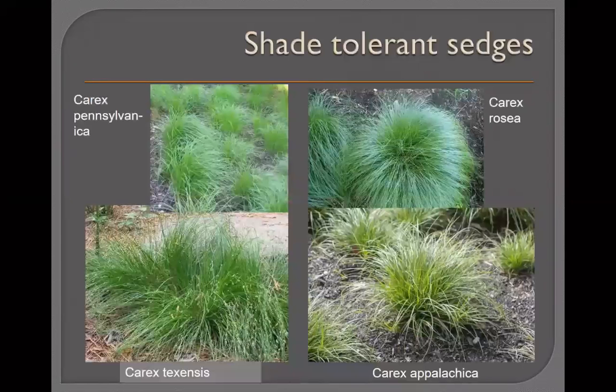And then shade tolerant sedges: Pennsylvania sedge, Texas sedge, rosy sedge, Appalachian sedge. All of these are nice clump formers. Pennsylvania sedge will slowly spread and fill in an area, but these are nice to incorporate within a shade garden. A couple other grasses to think about is bottle brush grass. That's a nice one. We have river oats in an area.